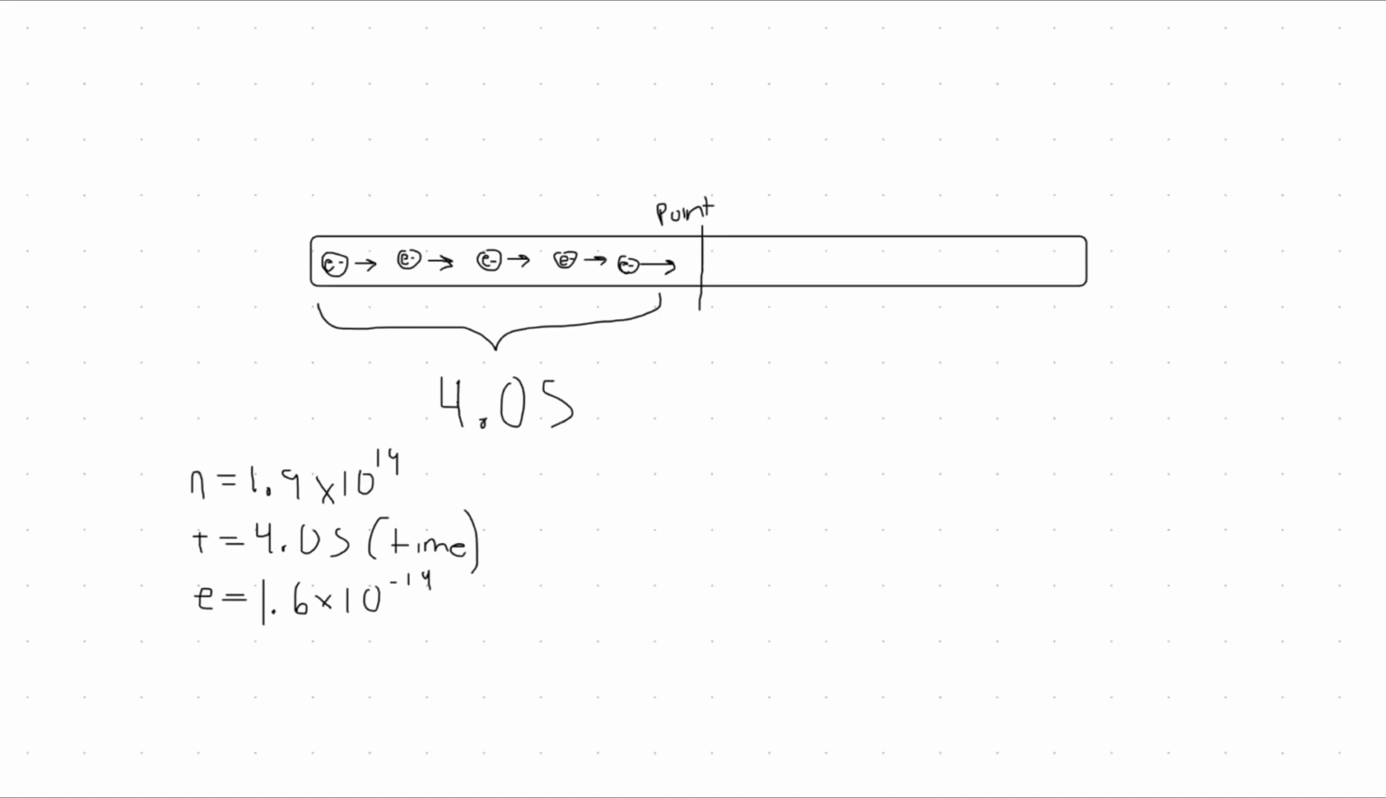The problem asks for the current, I. So what's a current? The current is just the rate of charge flow. In plain English, it's how many coulombs of charge pass our checkpoint per second. So the formula for that is I equals Q over t.